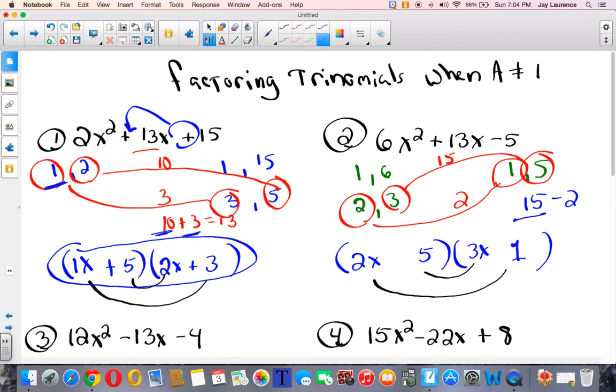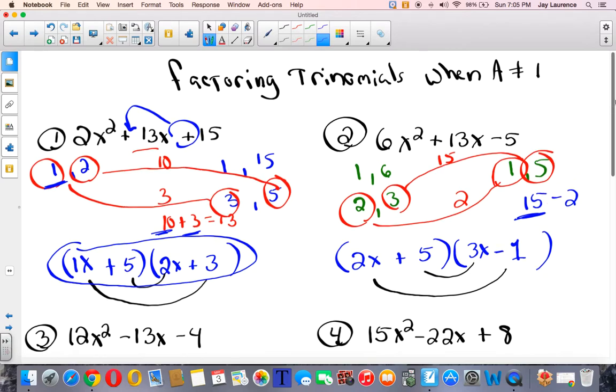Now I need a positive 15. So the 5 must be positive because this would be 15, right? I need a negative 2. So the 1 must be negative. And there you go. It's completely factored.